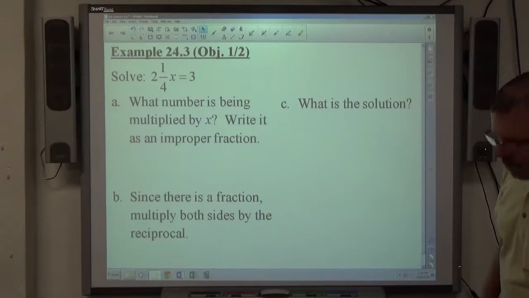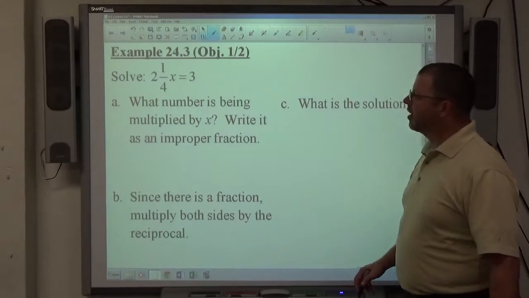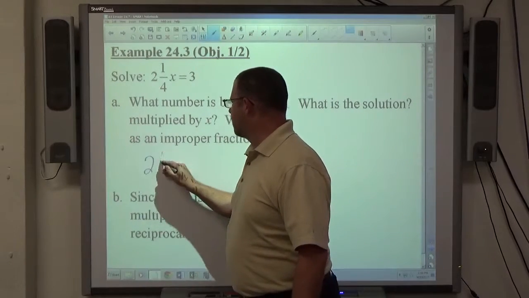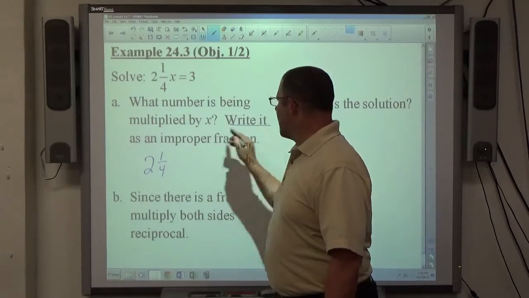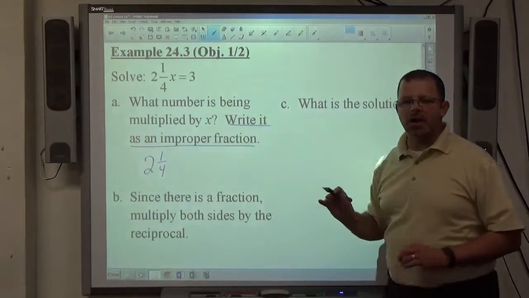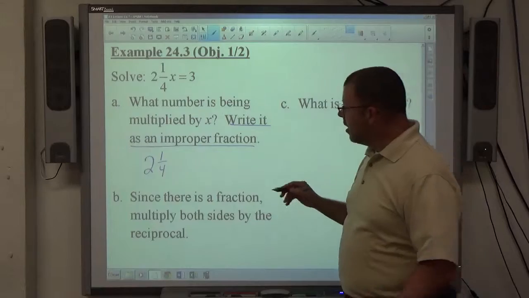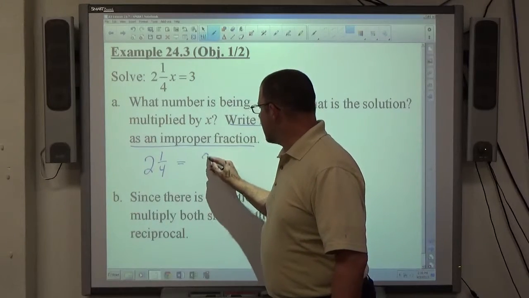Okay, for example 3, notice this time we got a mixed number times x equals 3. It says what number is being multiplied by x? That's 2 1/4. But then it says write it as an improper fraction. Improper fractions are much easier to work with than mixed numbers when it comes to solving equations. So I'm going to rewrite this as 9/4.